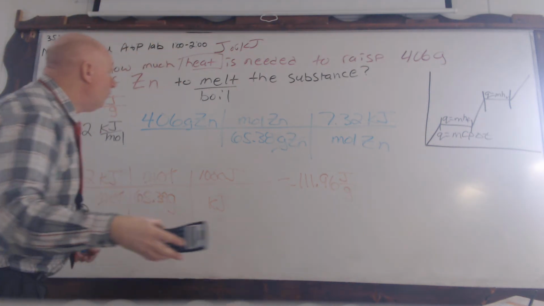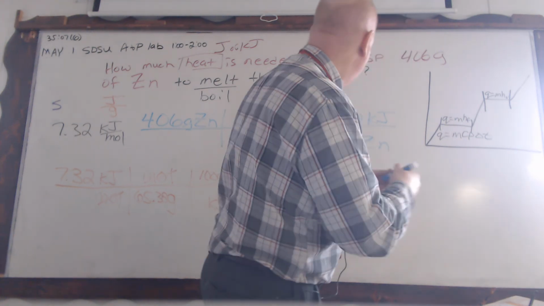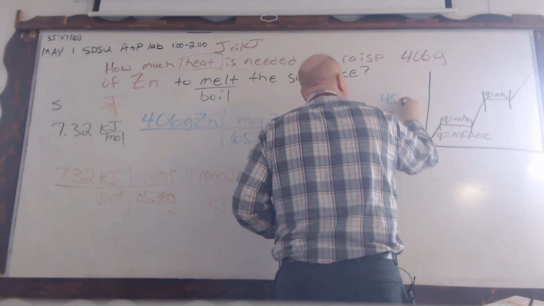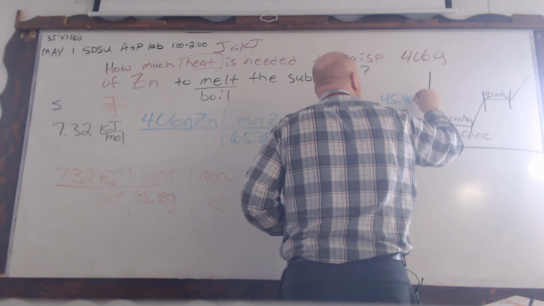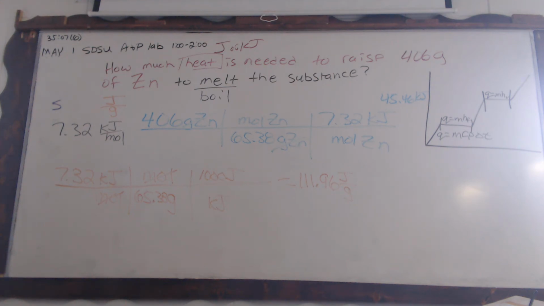So then, once we do this, we're going to take 406 times 7.32, and then we're going to divide that by 65.38, and that gives us 45.46, but that's in kilojoules. I did something wrong here.